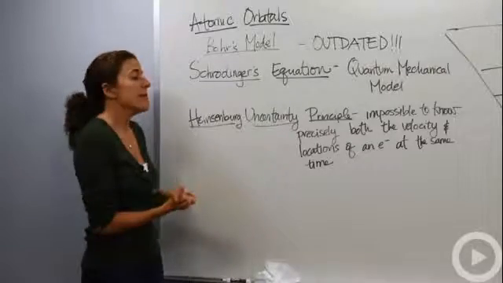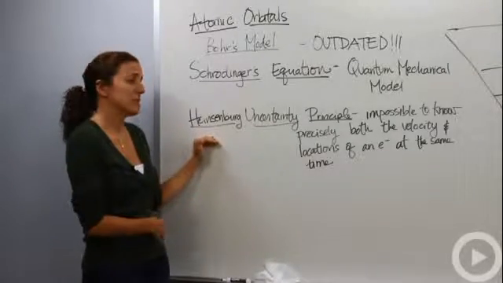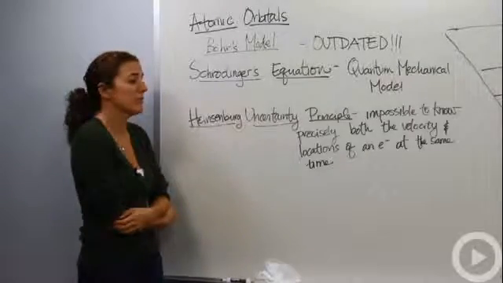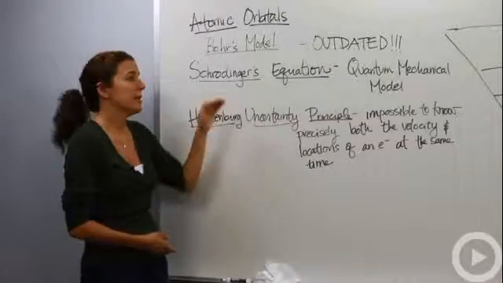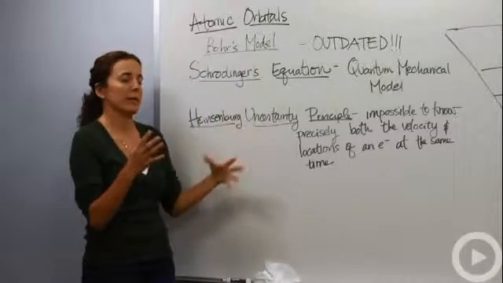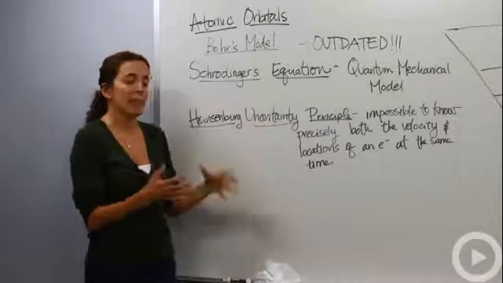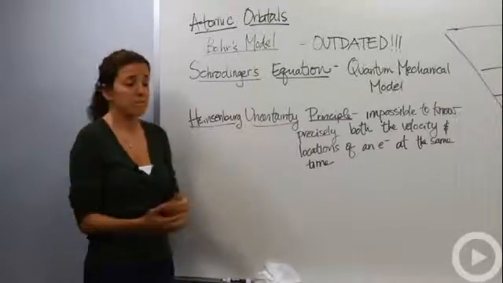It's the one we use today. Heisenberg's uncertainty principle states that it's impossible to know precisely both the velocity and location of an electron at the same time. And he, along with Schrödinger, calculated this huge mathematical idea of where an electron can be found, and came up with this new idea of what an atom looks like.